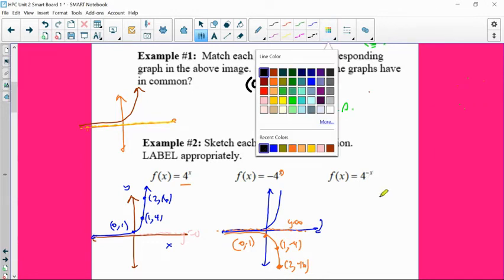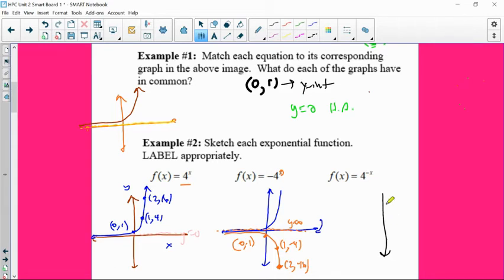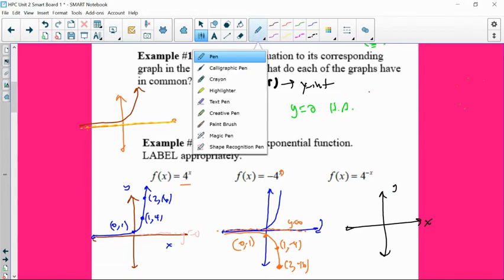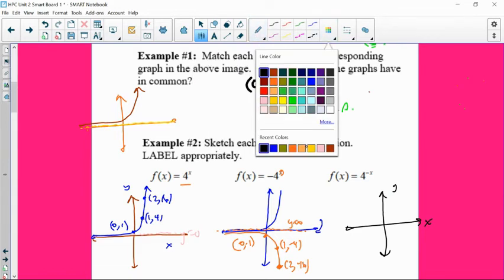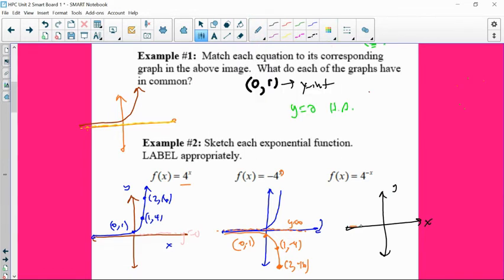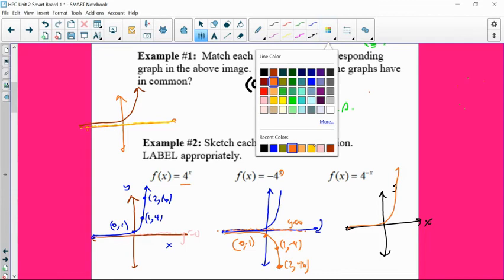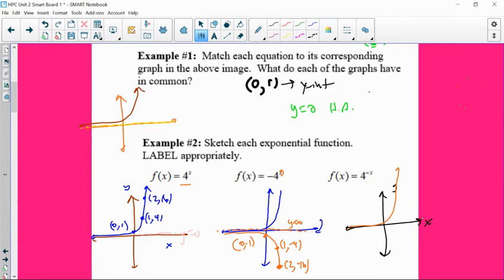And then the other kind of transformation, 4 to the negative x. All of our x's are switching places. So that's a reflection over the y-axis instead of the x-axis. Again, thinking about your parent function, if I were to draw just our normal exponential graph, I'm going to reflect that image over the y-axis. So the answer to our problem would be like this.